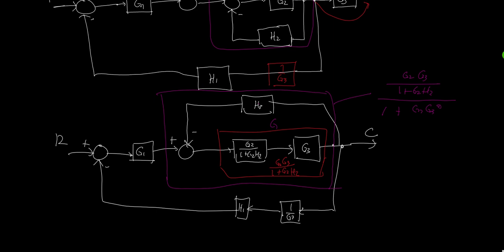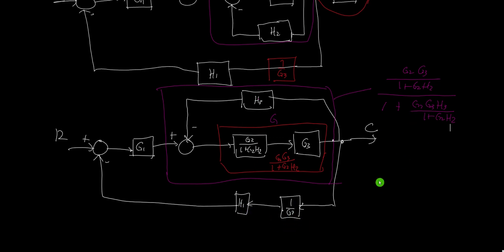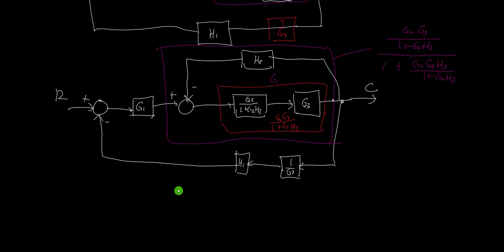H3. So I just multiply the numerator by H3. Then I'll divide it again by 1 plus G2 H2. And this will be the transfer function of this purple one here, which is in cascade again with G1, and in canonical form with the cascaded equivalent of H1 and G3. So H1 over G3.